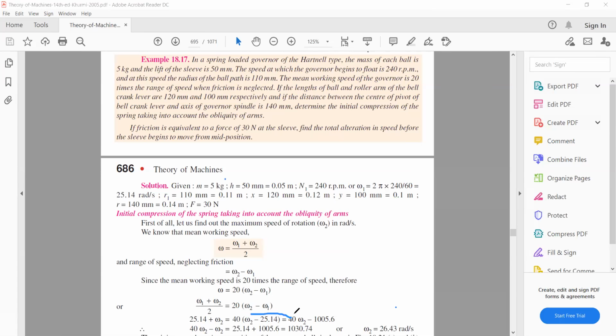So when we simplify the equation, so that value, this is our 40, just 2 is going outside, 2 is going to take on the right side. So omega 1 plus omega 2 equals 40 into omega 2 minus omega 1. Omega 1 is already known, so that is 25.14 plus omega 2 equals 40 into omega 2 minus 25.14. So in this, the unknown value is omega 2.